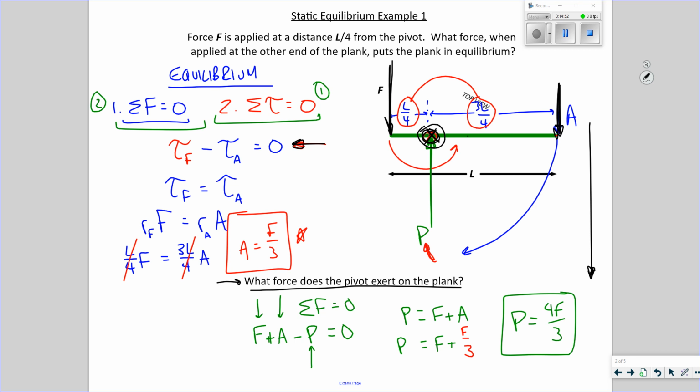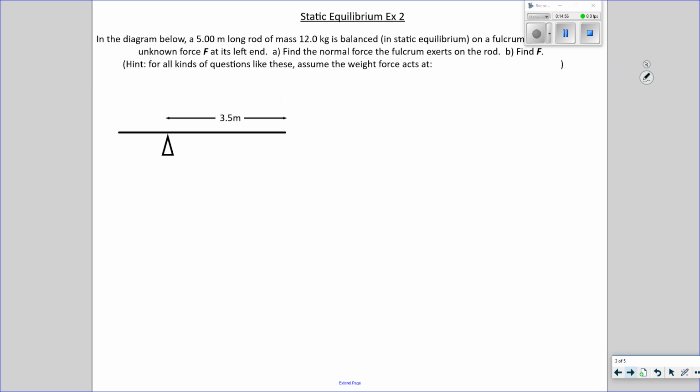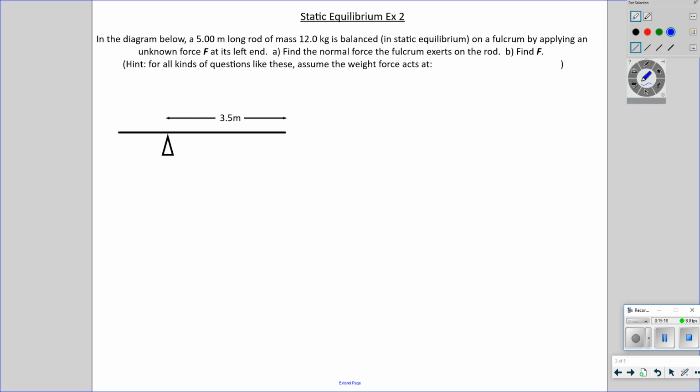Okay, let's look at another one. Here's a rod. Okay, it's got that mass. It's balanced on a fulcrum by an unknown force at its left end. Find the normal force. Find F. I might, if I were you, do part B first, but I'll show you that we can do part A first. All right. And here's a big deal.